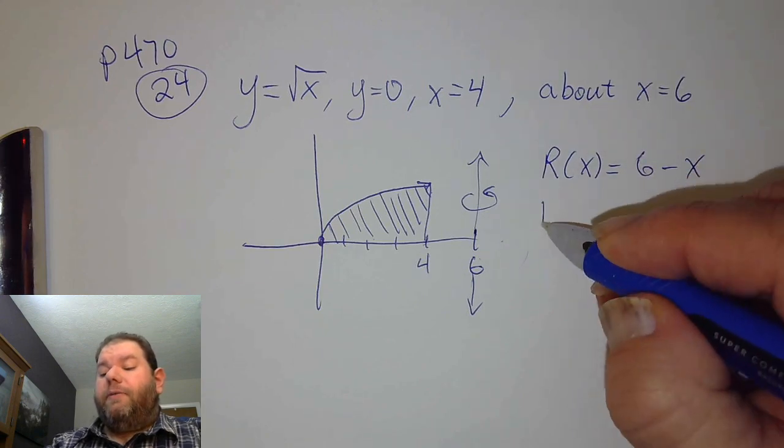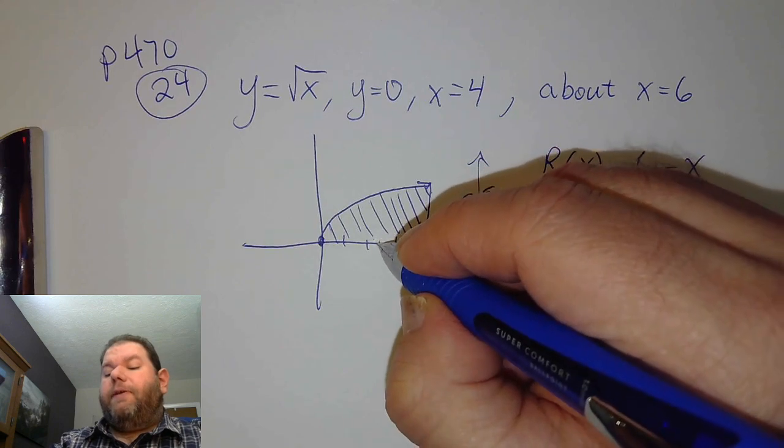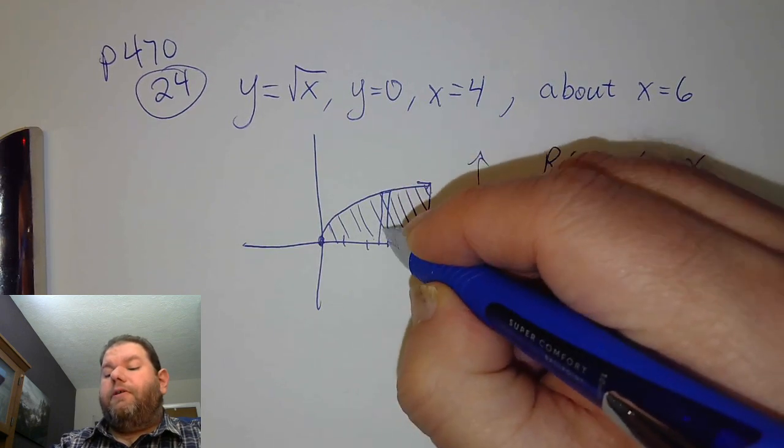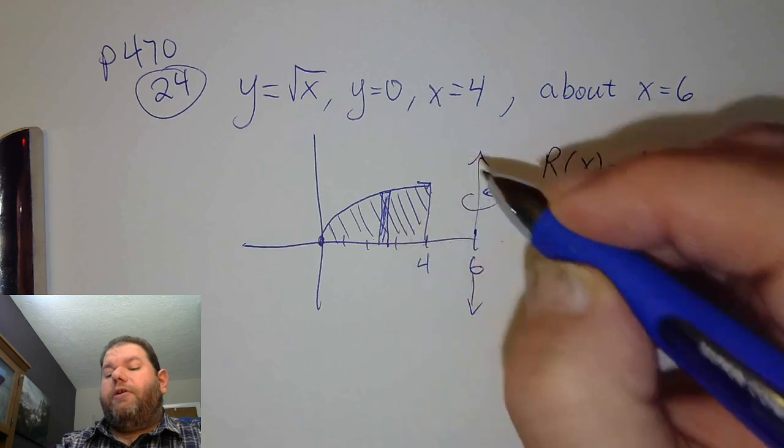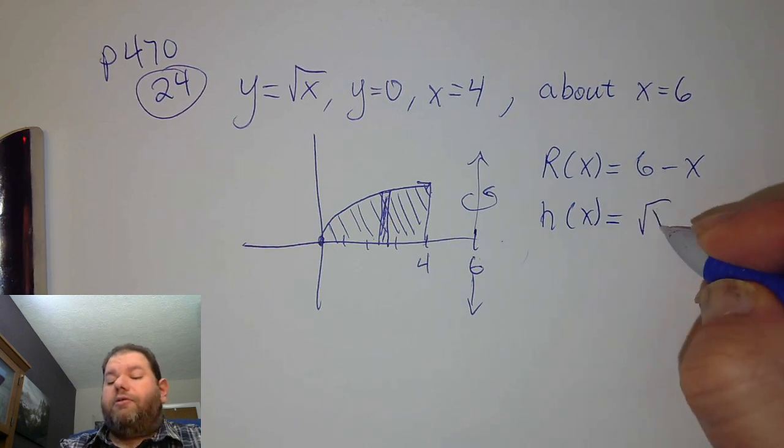H of x is a little bit easier. In this case, h of x is basically the vertical component of this shaded area. So when we talk about the vertical distance, it's always top minus bottom. The top edge is based on this y equals square root of x curve, and the bottom edge is y equals 0. It's right on the axis. So we take the top, square root of x, minus 0 on the bottom, and so we just get square root of x as our height function.